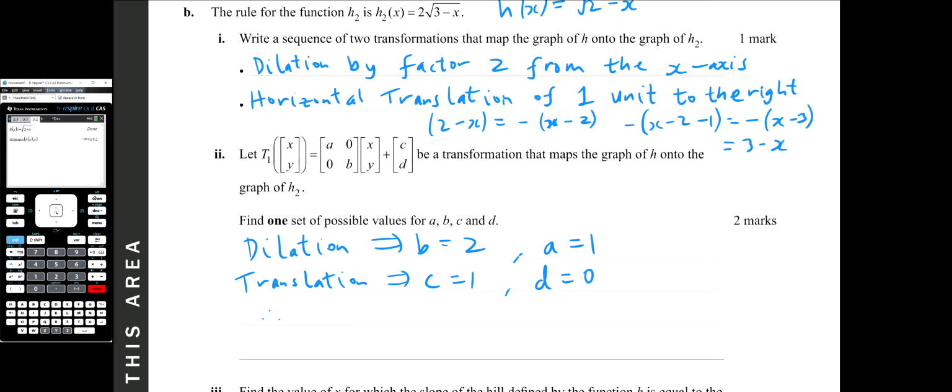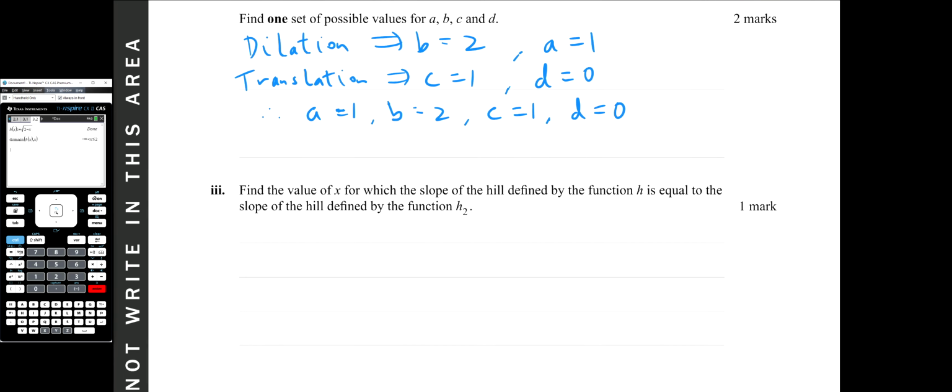So putting all of that together, a is going to equal 1, b is going to equal 2, c is also going to equal 1, and finally d is going to equal 0. There we have it. That is the matrix transformation done.